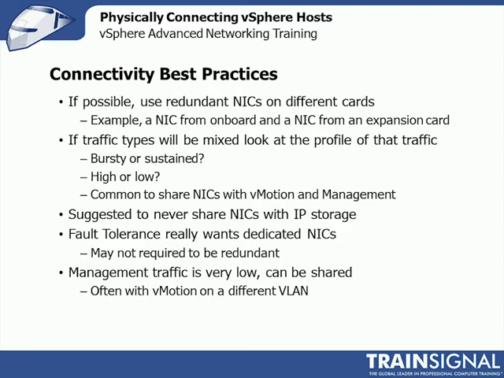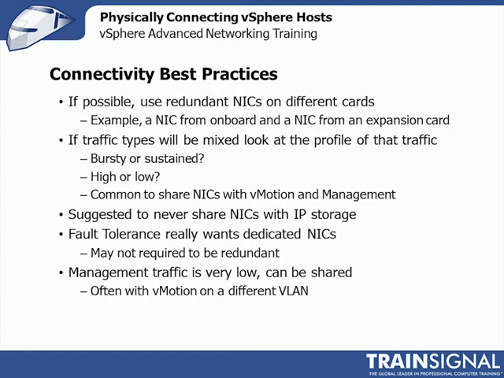If traffic types will be mixed, look at the profile of that traffic. Is it bursty? Is it sustained? Is it a lot of traffic, like NAS or vMotion would be, or is it low traffic, like management would be? It's common to share NICs between things like vMotion, which is high traffic or bursty, and low traffic management, because we really don't see a problem. Again, it's common I see people overbuild and dedicate two NICs to management, two NICs to vMotion, two NICs to iSCSI, two NICs to this and four NICs to VMs. You can do that, but it's additional complexity and additional cost.